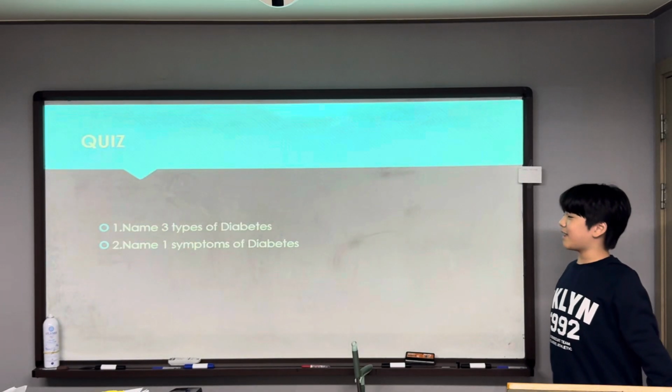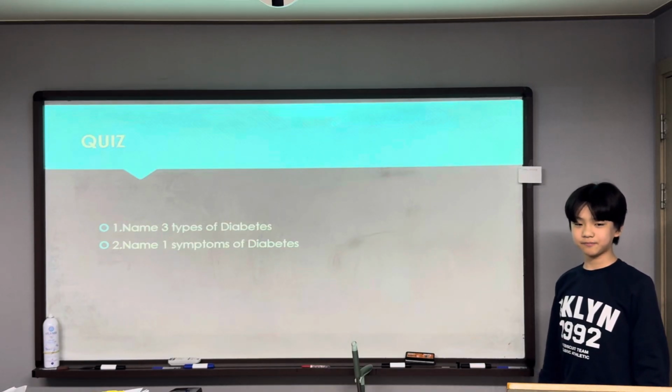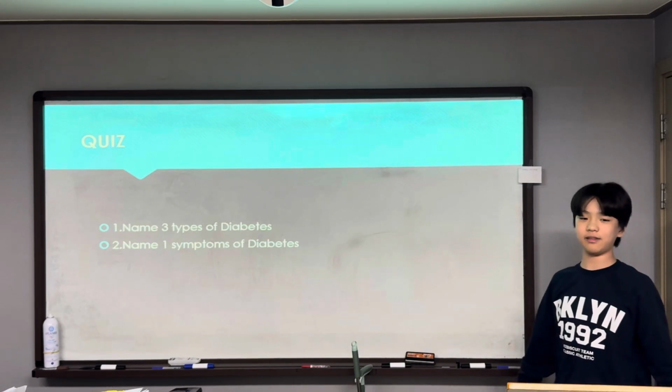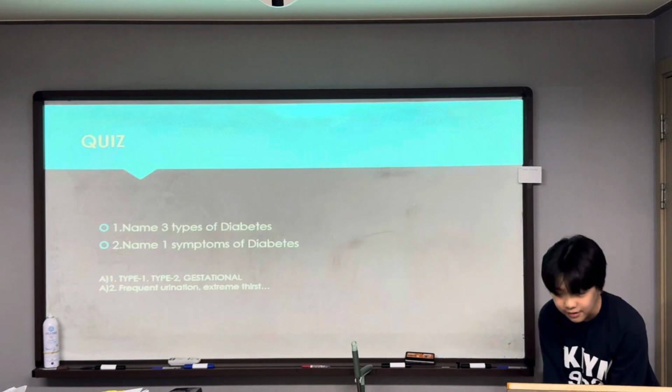The first question is naming 3 types of diabetes. Type 1, type 2. Type 3. Yeah, you're all correct. And next is naming 1 symptom of diabetes. Like urination. It's all correct. Thank you for listening.